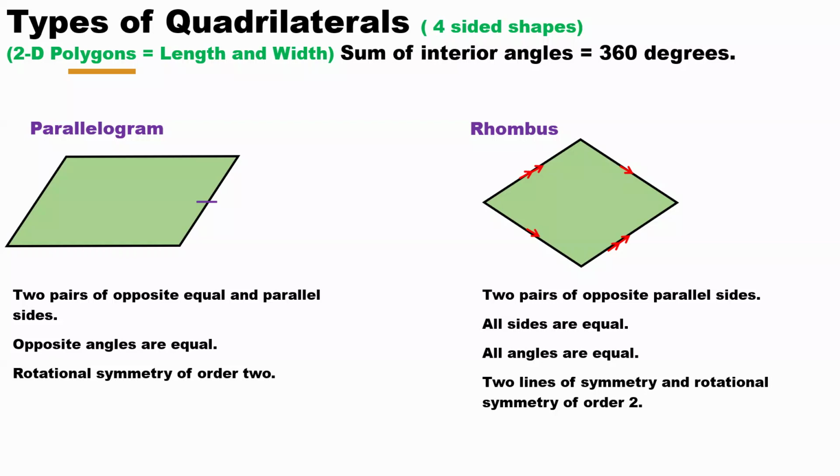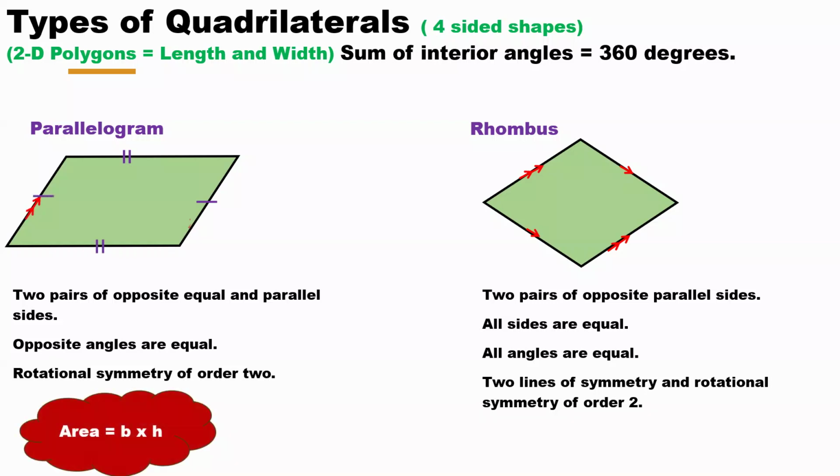The second two types are the parallelogram and rhombus. Parallelogram, two pairs of opposite equal and parallel sides. Opposite angles are equal. Rotational symmetry of order 2. And the area for this parallelogram is base times height, and you need to learn it by heart.